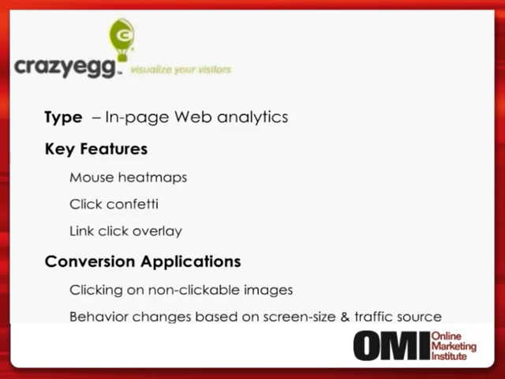The new in-page web analytics packages take this to a much more granular level. They're actually looking at what happens within a single page and all of the interactions with it. So CrazyEgg is a great example. It's specifically designed to be easy to use, and it has a number of features that are useful for conversion, such as mouse heat maps, click confetti, link click overlays, and I'll talk about each of these in turn.